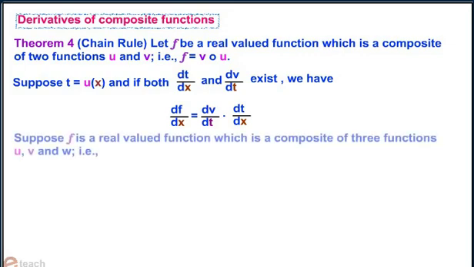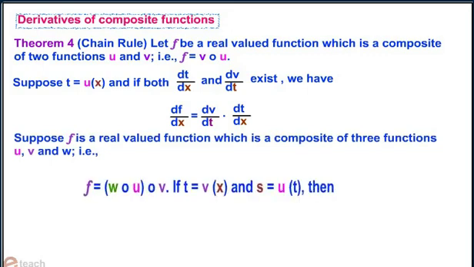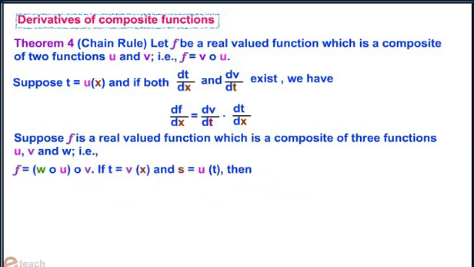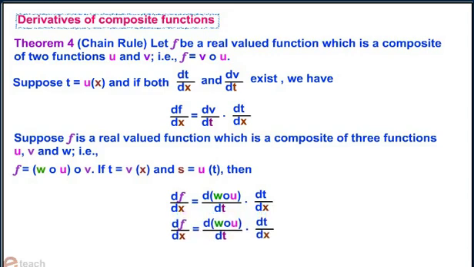Suppose f is a real valued function which is a composite of three functions u, v and w. That is, f is equal to w of u of v. If t is equal to v(x) and s is equal to u(t), then df by dx is equal to d of (w o u) by dt into dt by dx, which can be written as dw by ds into ds by dt into dt by dx.